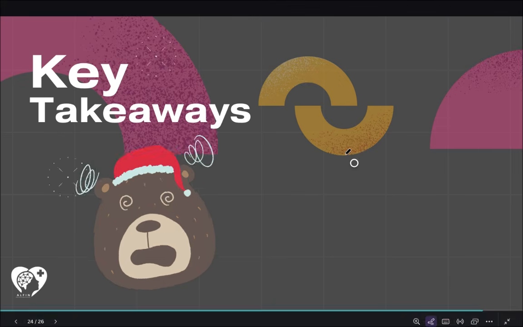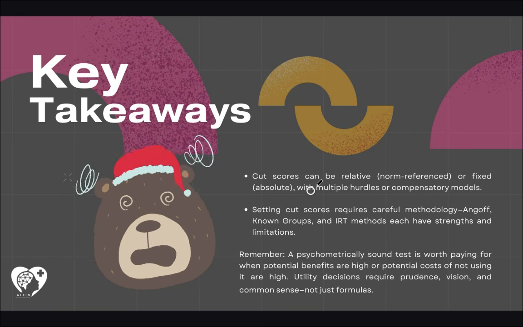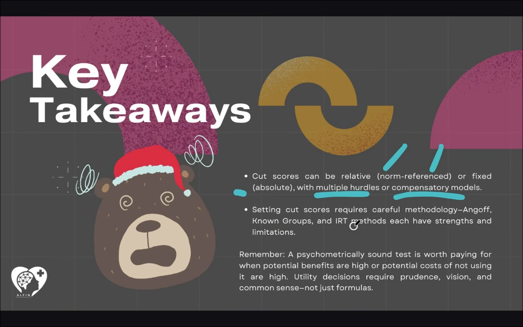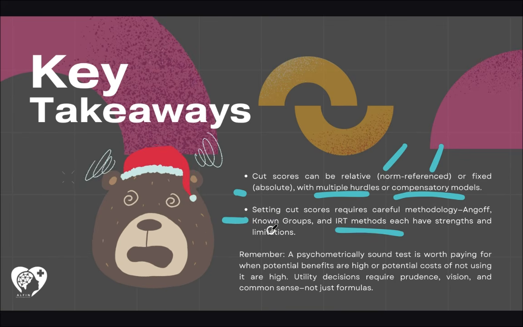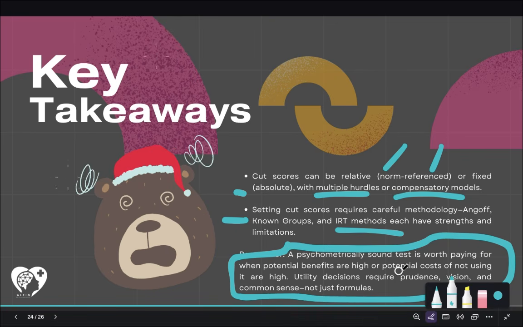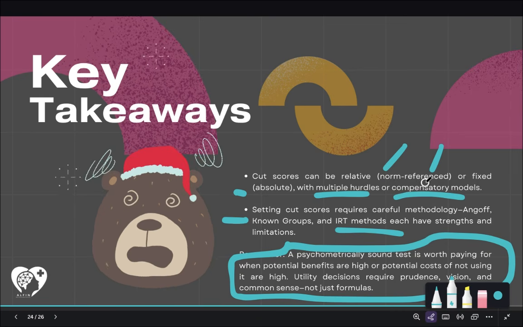Another key takeaway is that cut scores can be relative or norm-referenced, and also fixed. We also have multiple hurdles and compensatory models of cut scores. Setting cut scores requires careful methodology. The Angoff method, the known groups method, and the IRT methods all have strengths and limitations. And as food for thought, a psychometrically sound test is worth paying for when potential benefits are high or the potential costs of not using it are high. Utility decisions require prudence, vision, and common sense, not just formulas.